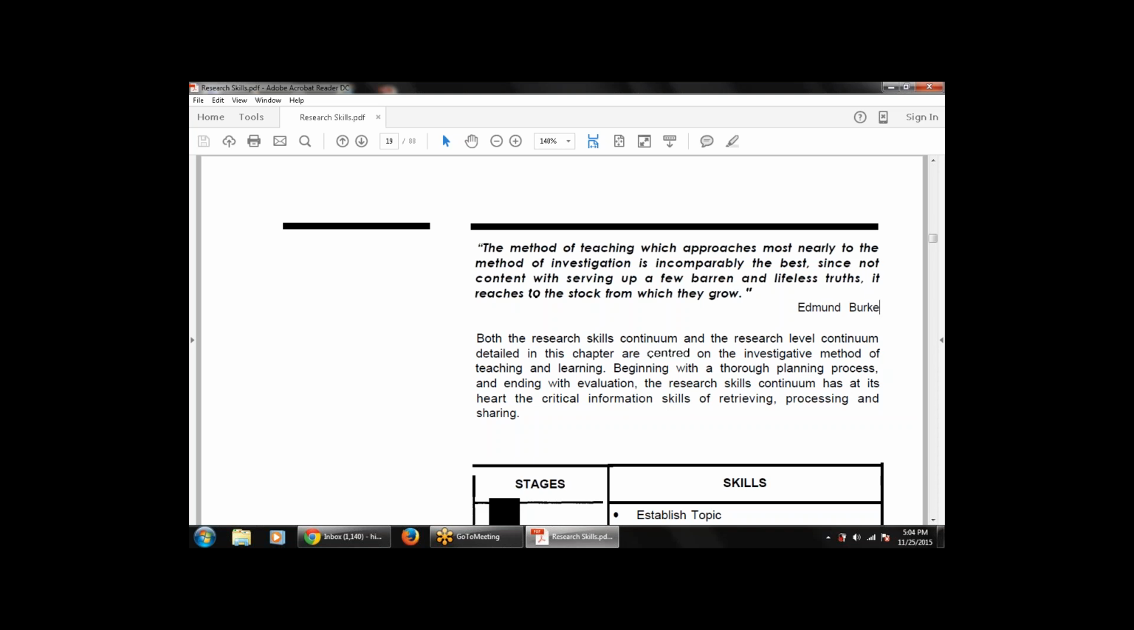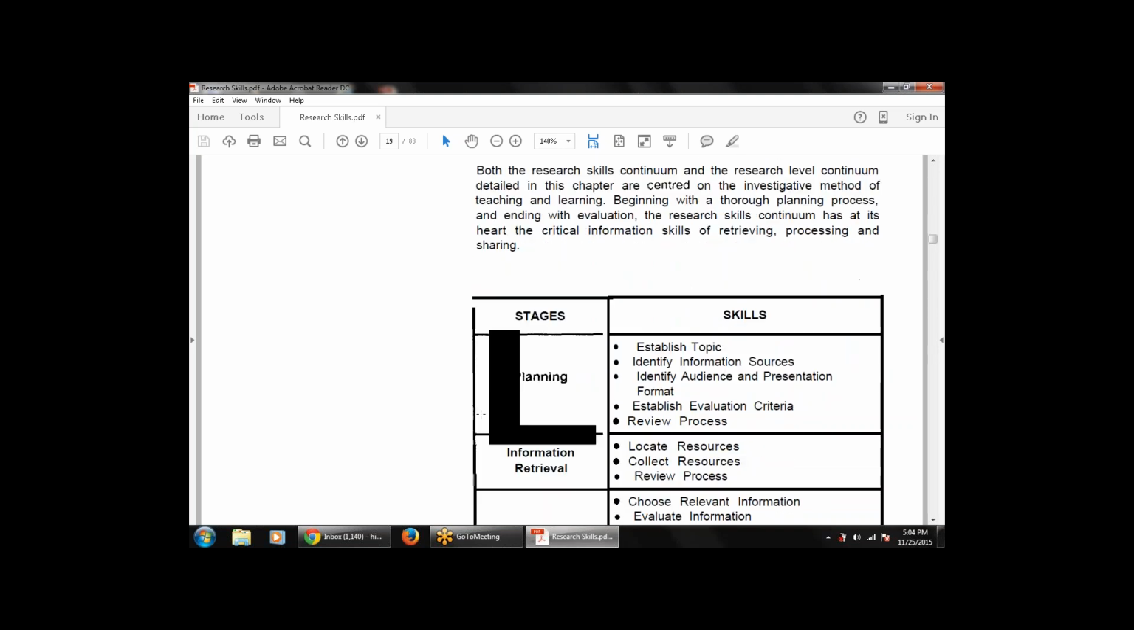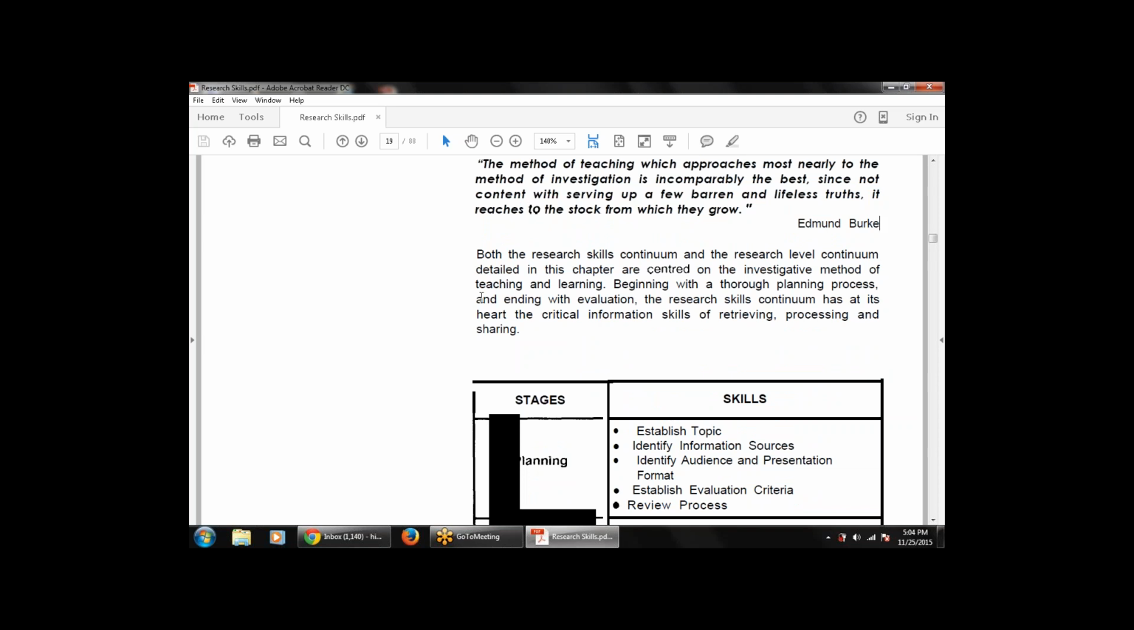Now, both the research skills continuum and the research level continuum detailed in this chapter are centered on investigation. So this is a table that shows the various steps.